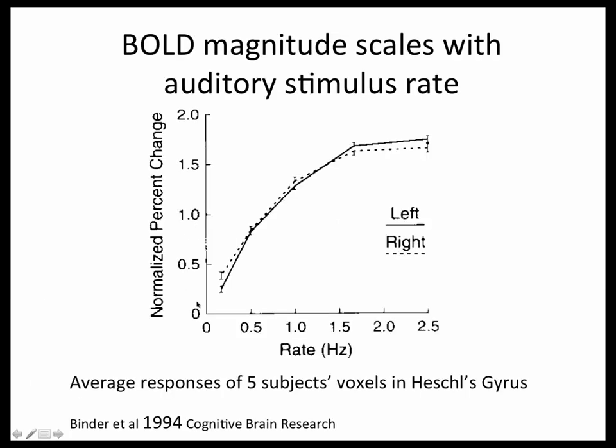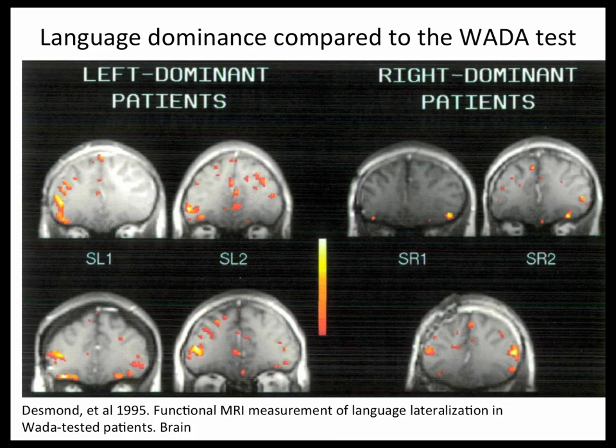Similarly, this is going back to the really early days of 1994. People were saying, we know that your response magnitude should change as you increase the frequency of stimulation. So you're making a sound every 4 seconds, a sound every half second, a sound every 1 second, and you can see that the magnitude scales, which is kind of what we know from decades of neuroscience before that.